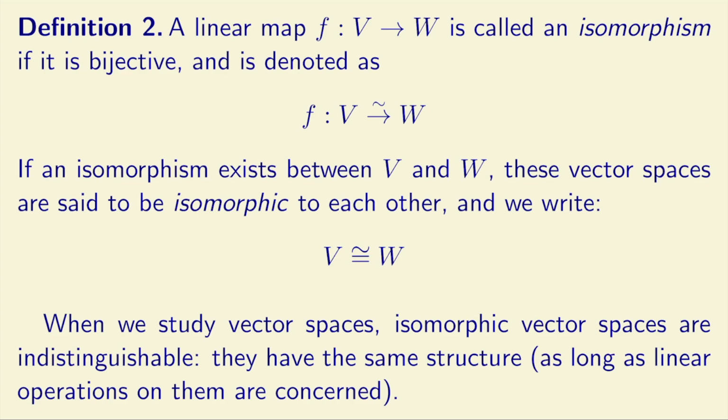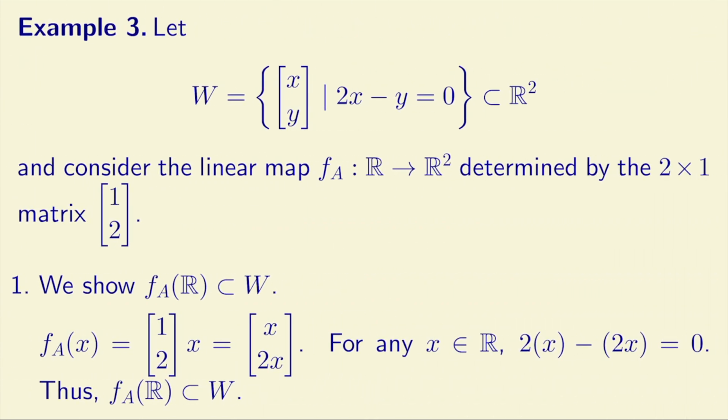So let's look at this last example to see it in action. We have a subspace W of R2 defined by the equation 2x minus y equals 0. And we have a map f_A from R to R2. The first step is to show that the map's output actually lands in W. The output of f_A of x is the vector x, 2x. If we plug that into the equation for W, we get 2 times x minus 2x equals 0. So it works. The image of the map is a subset of W.